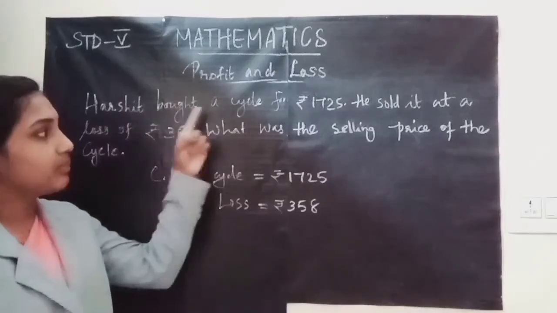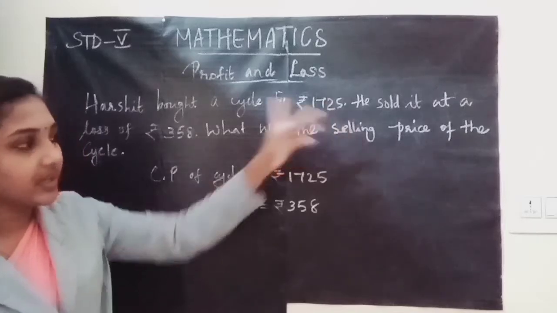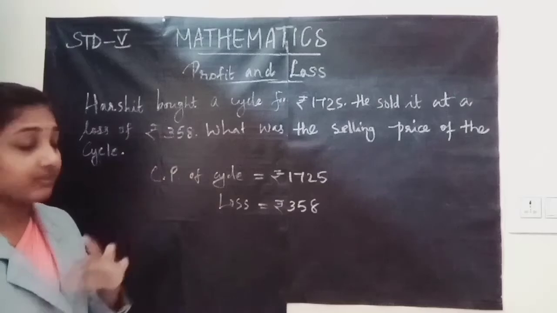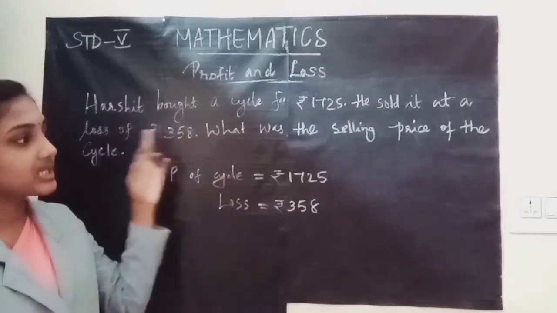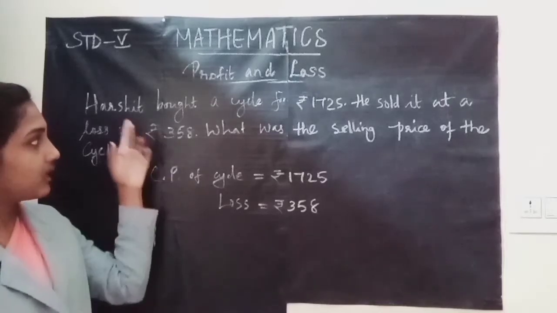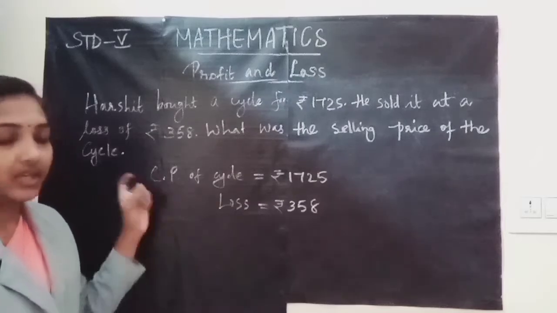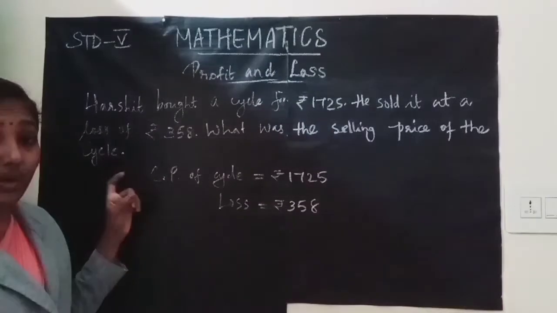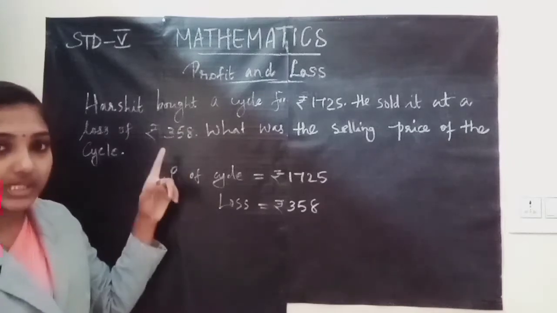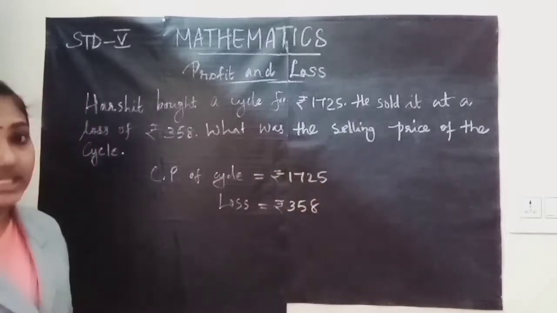Harshit bought a cycle for rupees 1725. He sold it at a loss of rupees 358. What was the selling price of the cycle? There was a loss and we have to find out the selling price of the cycle.